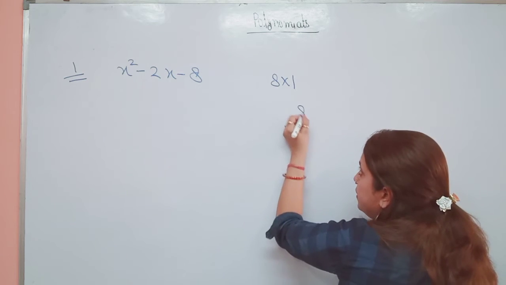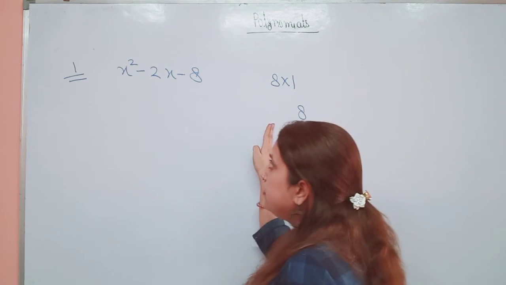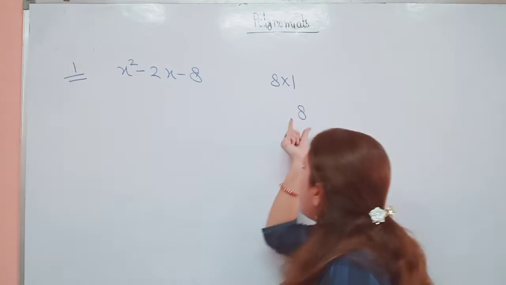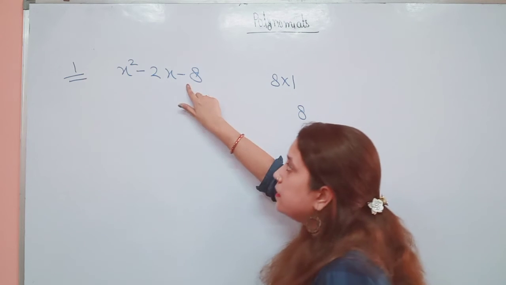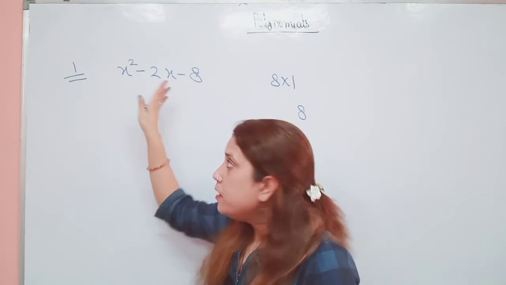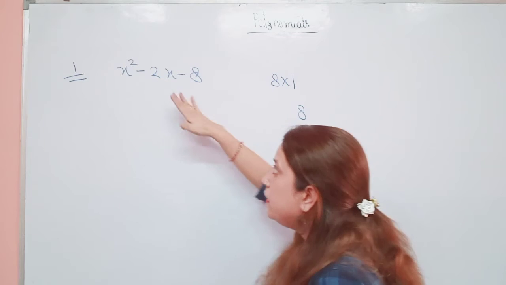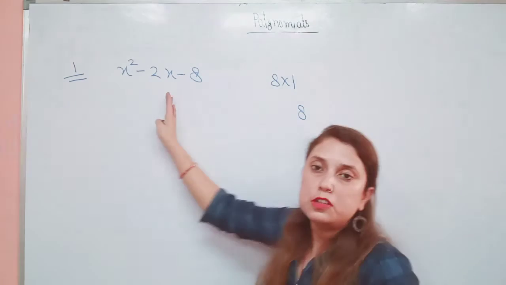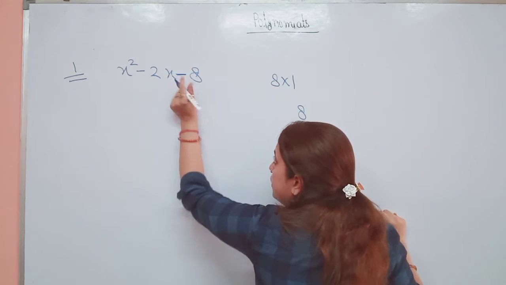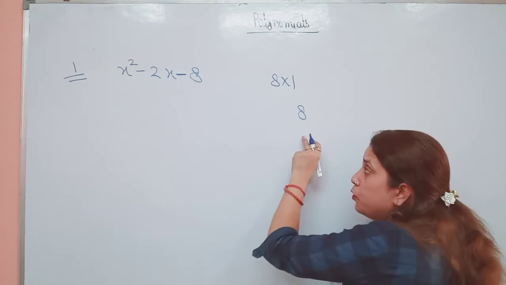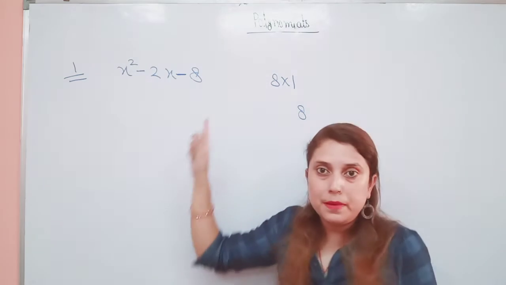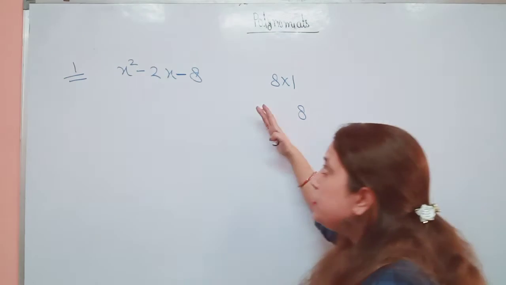8 into 1 is 8. Now we have to make two factors of 8 such that when we do the subtraction, 2 comes, which is the middle term. We ignore this sign for now because after that, when we open the bracket, the sign will change. So you will check only this sign, minus. Here what is the sign? Minus. So the two factors will come on subtraction, and if there is a positive sign, plus, then it will come when we do addition.